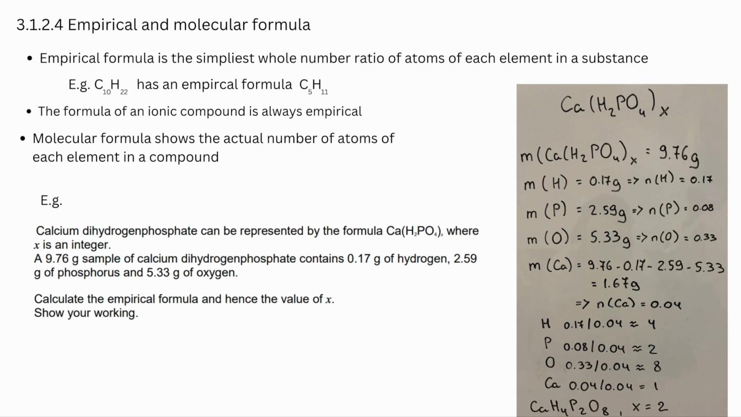CaH4P2O8, and as you can see, H4P2O8 has a common factor of 2, and if you take it outside the bracket, you will have the molecular formula of calcium dihydrogenphosphate, so x is 2.